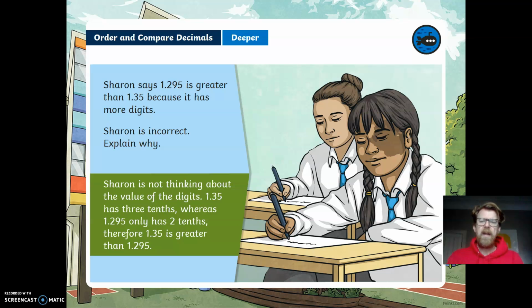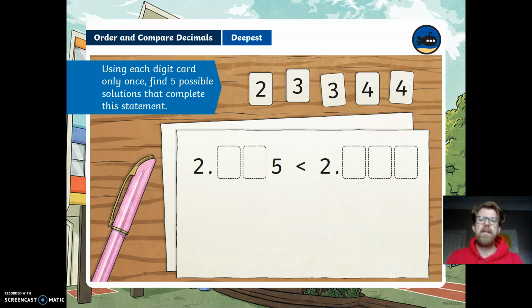They are getting trickier. Now, the final slide, when I'm going to be disappearing shortly, is one where there are multiple answers. Okay, so we've got some numbers up here. They can only be used once. There's 5 here, and there are 5 spaces, so 1 goes in each space. How many different ways, I think there's 5 possible solutions, can you put these in here so that 2 point something something 5 is less than 2 point something something something? So I'm going to leave you with that one, and hopefully you'll be able to figure it out.